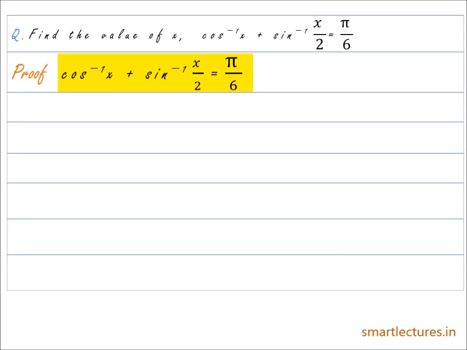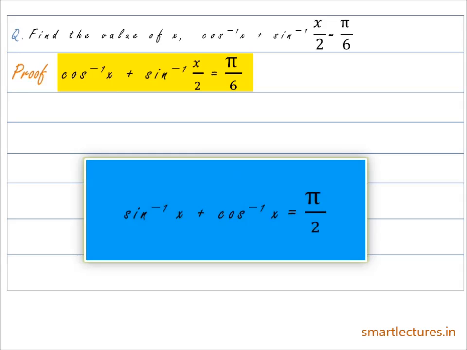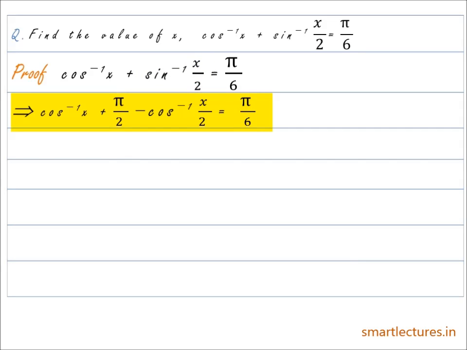And also you know it very well that sin inverse half x plus cos inverse half x is equal to half pi. So that means in place of sin inverse half x, we can also write half pi minus cos inverse half x. So now this equation can be also written as cos inverse x plus half pi minus cos inverse half x is equal to pi upon 6.